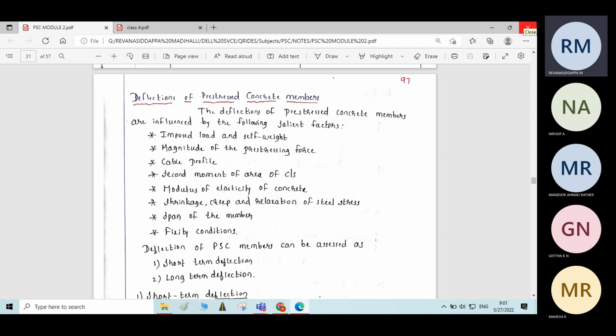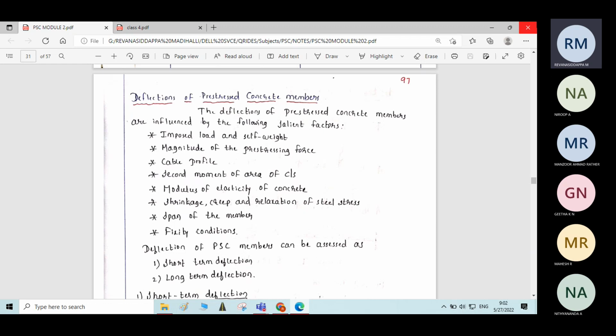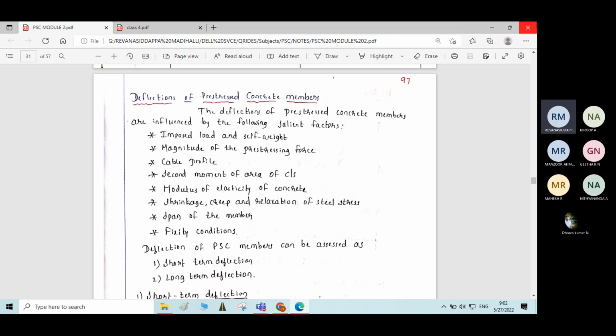So we are left with one more part of the second module, that is deflection of pre-stressed concrete members. In this session, you will be learning how to find the deflection of a pre-stressed concrete member when it is subjected to external load, and how to find the deflection of a PSC member for the given loading condition.